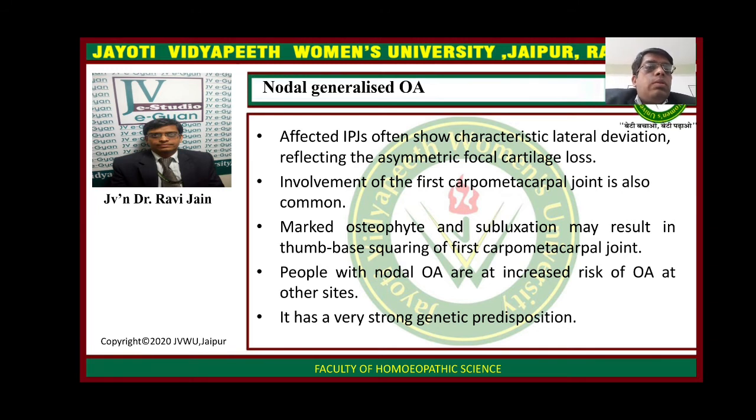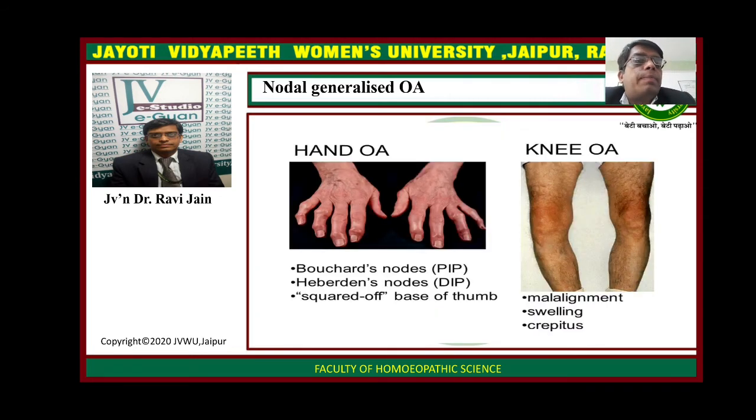Now, the affected interphalangeal joints often show characteristic lateral deviation. As you have seen in the previous picture, the lateral deviation reflects asymmetric focal cartilage loss. Involvement of the first carpometacarpal joint is also common. There is marked osteophyte formation and subluxation that may result in squaring of the thumb base. People with nodal osteoarthritis are at increased risk of osteoarthritis at other sites. It also has a very strong genetic predisposition.